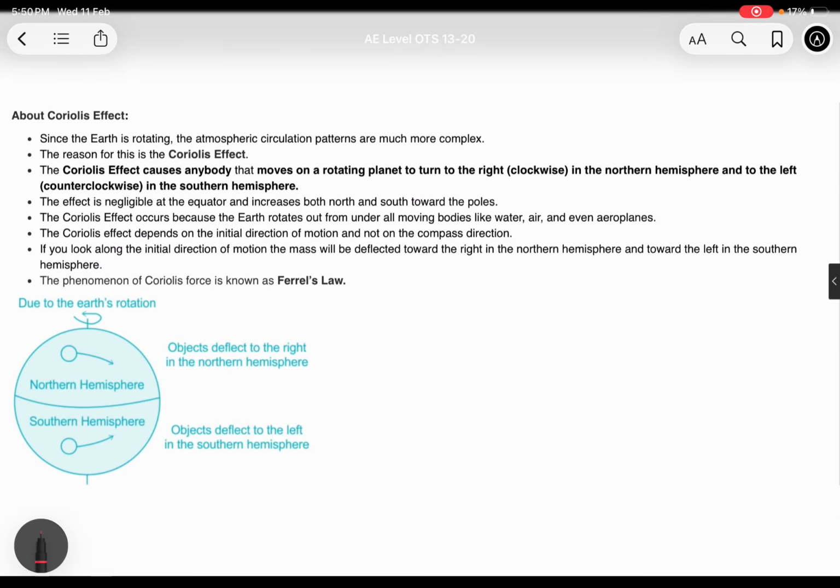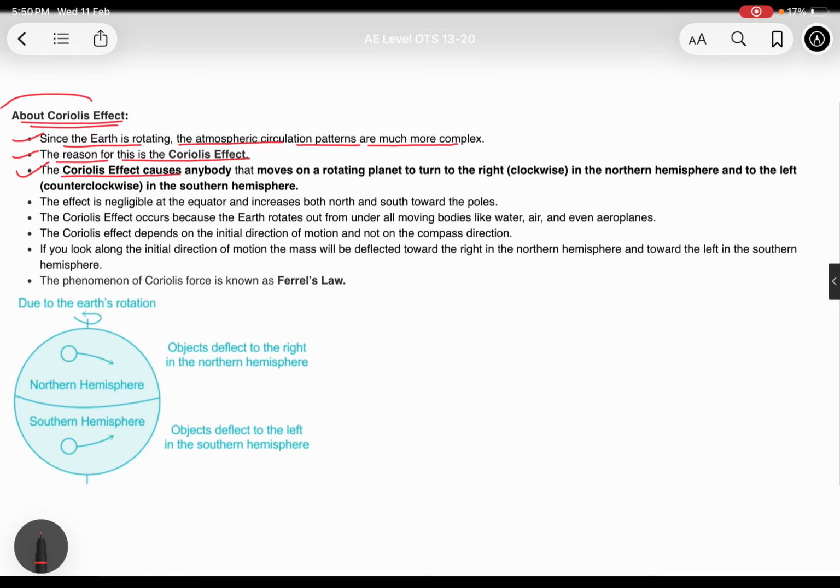About the Coriolis effect: since the Earth is rotating, the atmospheric circulation patterns are much more complex. The reason for this is the Coriolis effect. The Coriolis effect causes anybody that moves on the rotating planet to turn to the right in the northern hemisphere and to the left in the southern hemisphere.